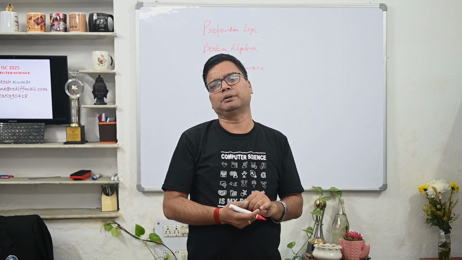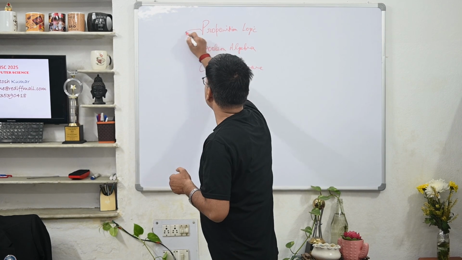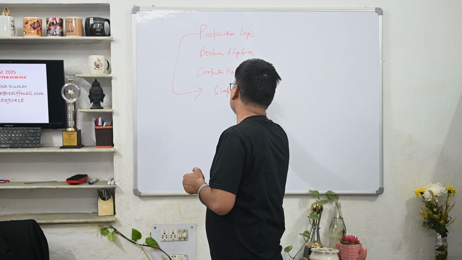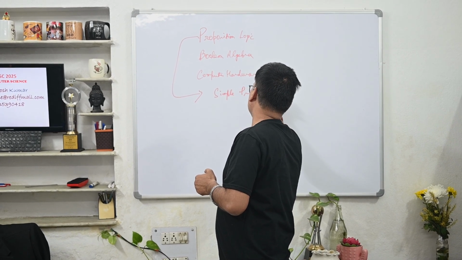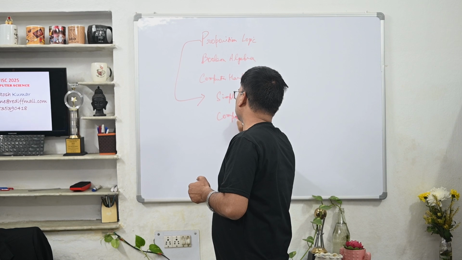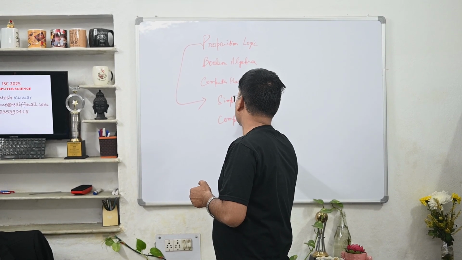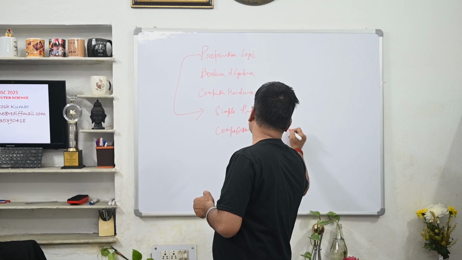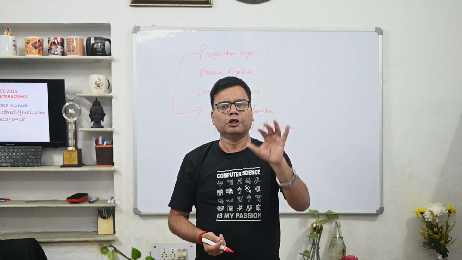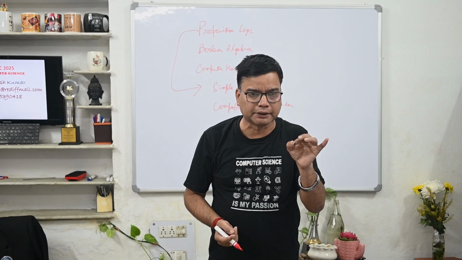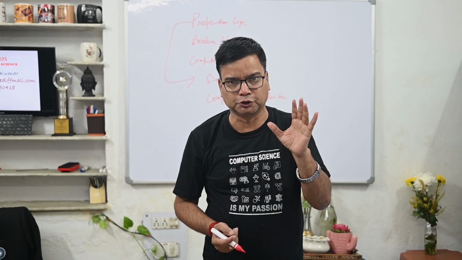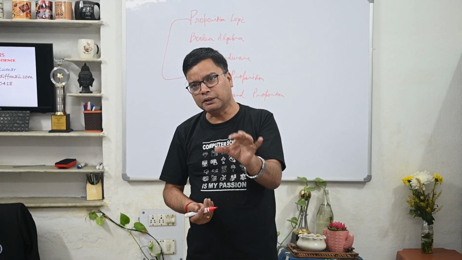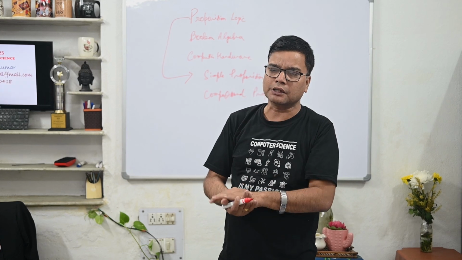Now this proposition can be of two types. It can be either a simple proposition or a compound proposition. A simple proposition is a statement having a single proposition, and when we have two propositions combined together, this forms a compound proposition. So a single statement is known as a simple proposition, and a combination of two propositions is known as a compound proposition.